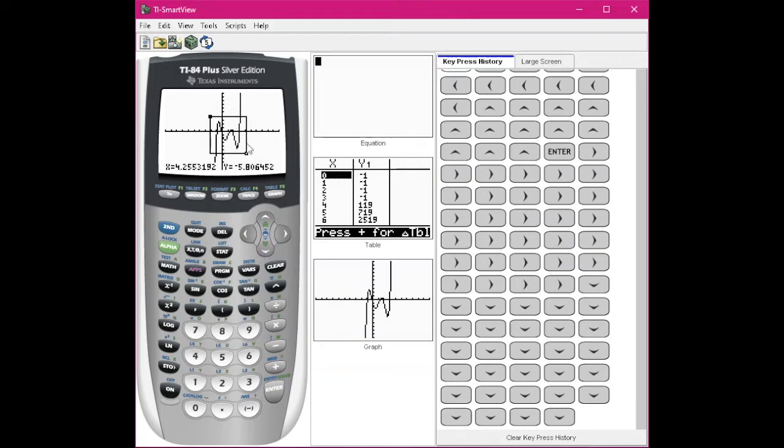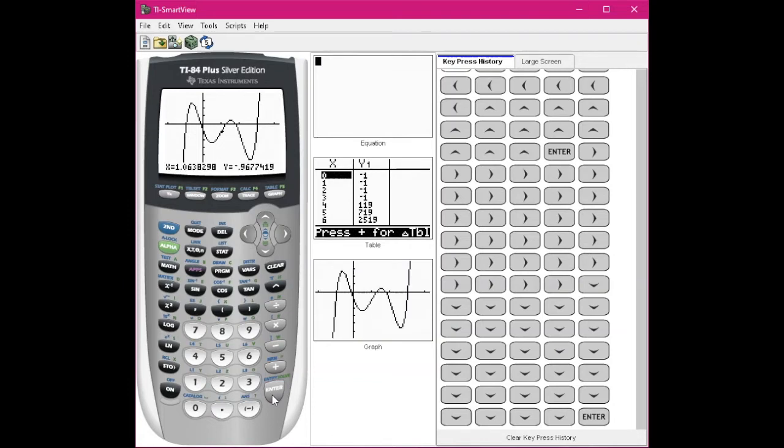And this space now inside my box shows all the maxes and mins that I'm going to want to find, as well as all the zeros. So I'm going to press enter. And that's the graph that I'm looking for.